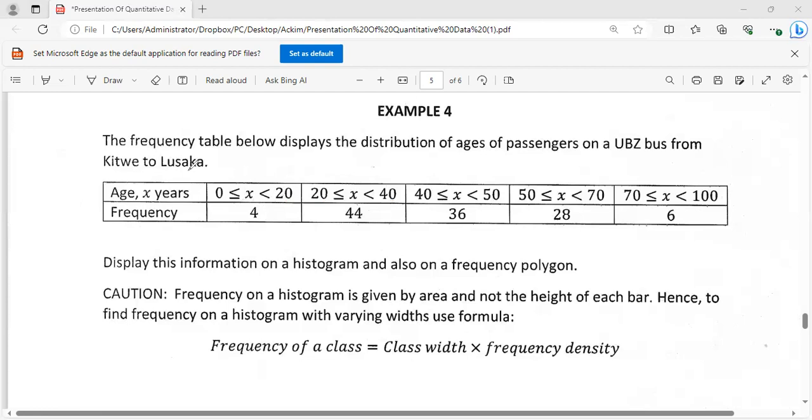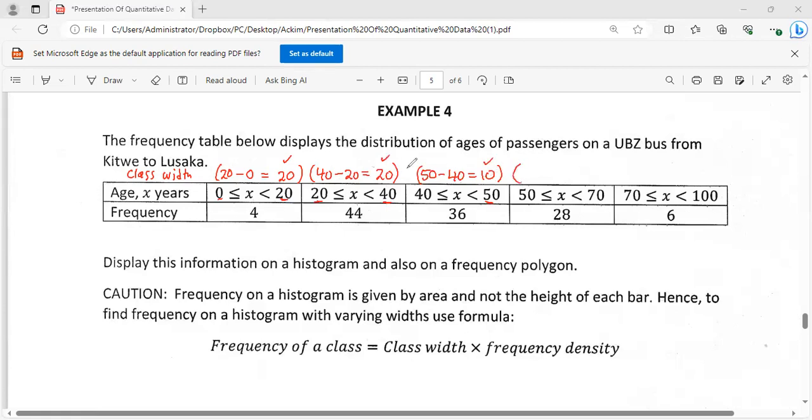So for our first class width, let's say we want to know if the class width is the same throughout. The class width of group 1 is 20 minus 0. What's the class width that we get? 20 minus 0 is 20. For the next group, 40 minus 20, which gives us 20. Then 50 minus 40, which will give us 10. So automatically you see here the class width is 20, normally 20, but here we have 10.